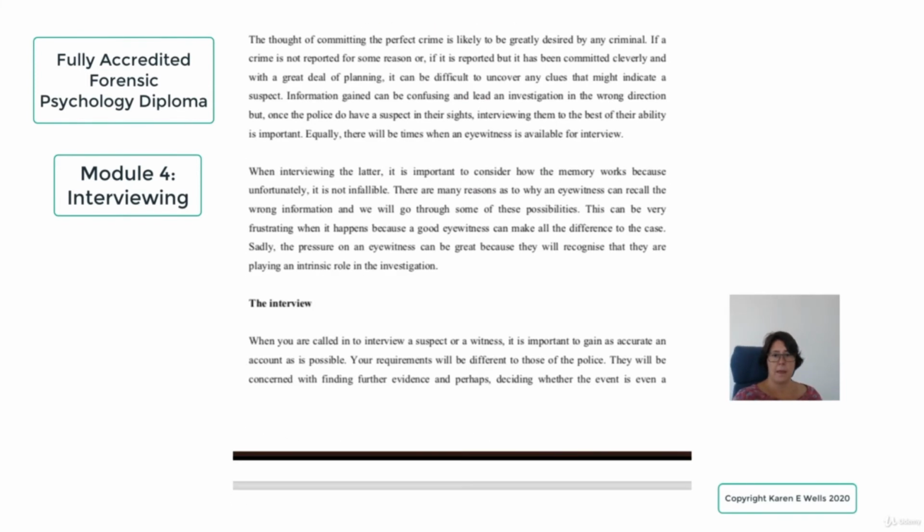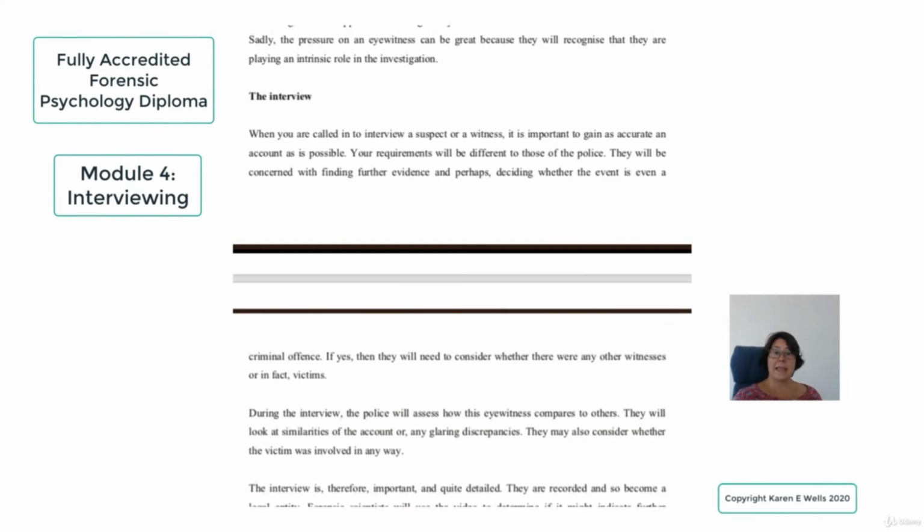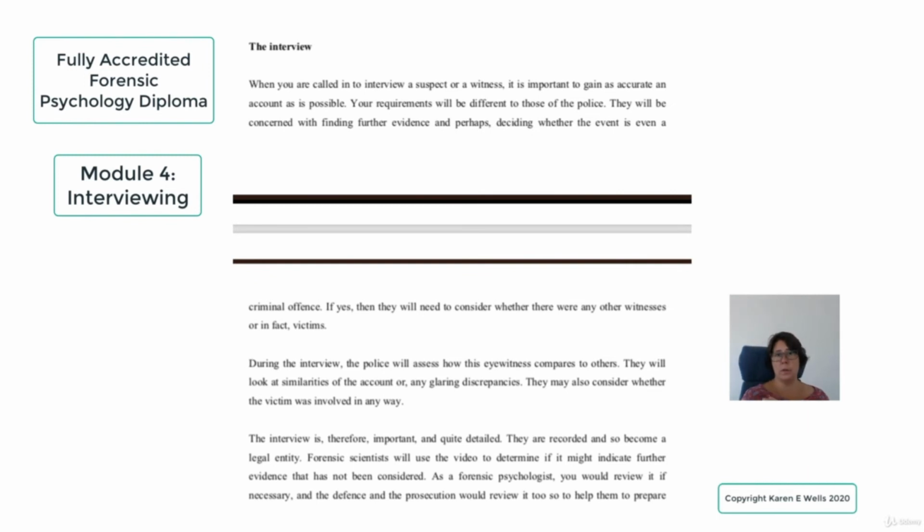So, let's have a look at the interview. When you, as the forensic psychologist, are called in to interview a suspect or a witness, it's important to gain as accurate an account as possible. So your requirements are going to be very different to those of the police. They're going to be concerned with finding further evidence and perhaps deciding on whether the event is even a criminal offence. If the answer is yes, then they need to consider whether there were any other witnesses or, of course, in fact, victims.